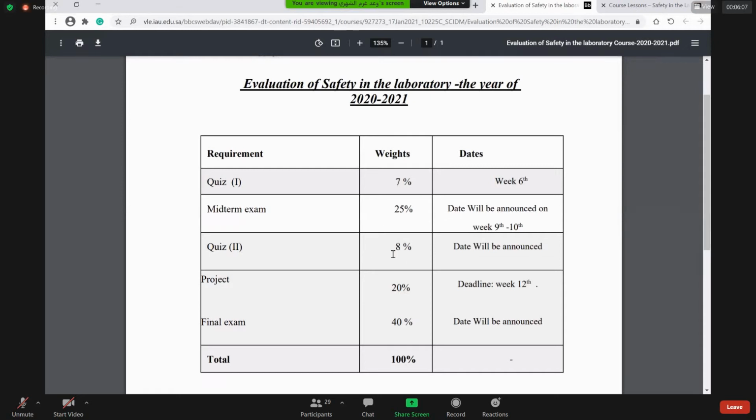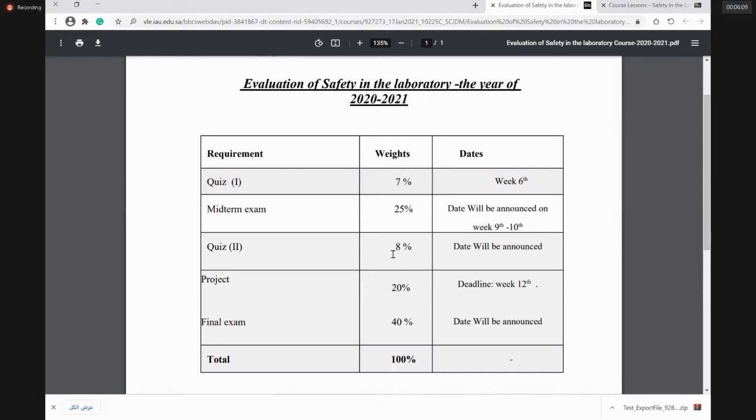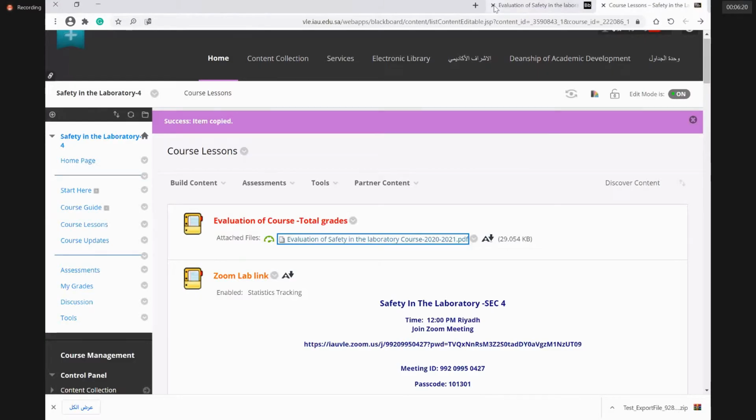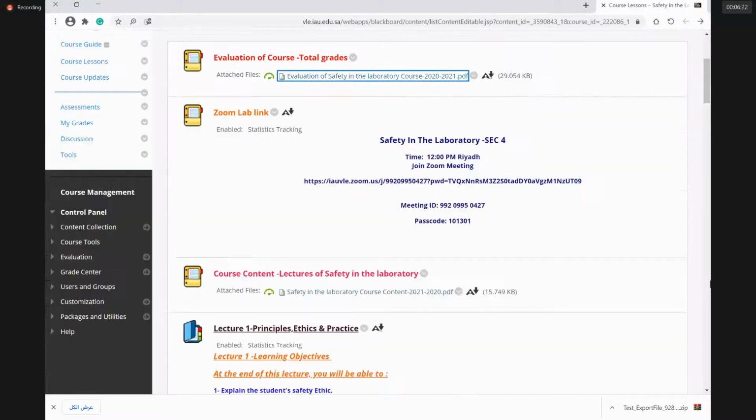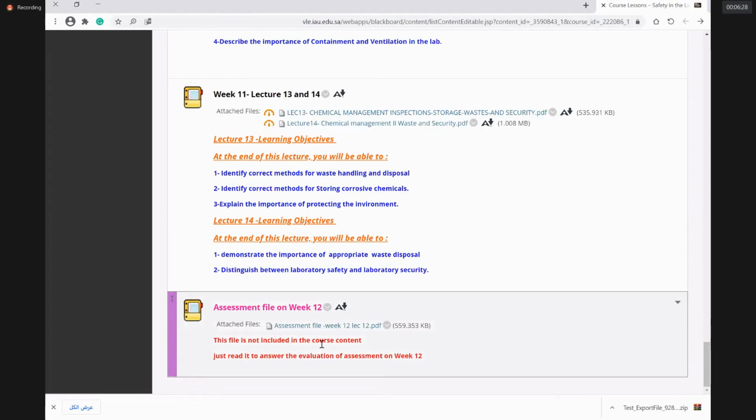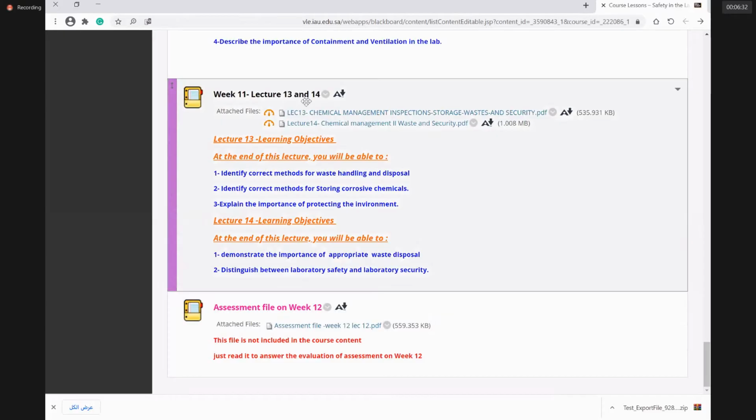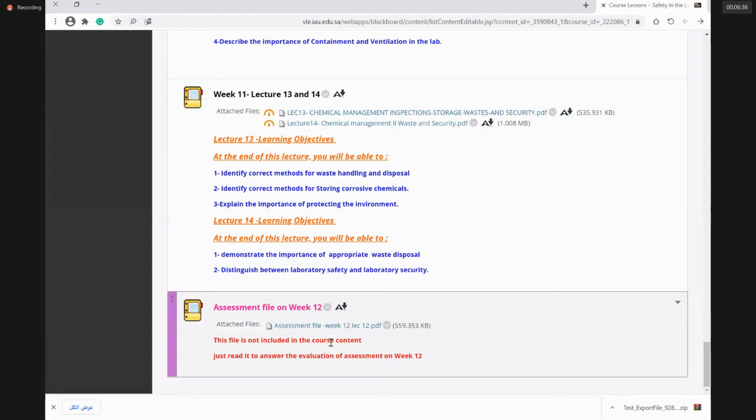Grade distribution out of 8. Clear? Clear. Insha'Allah, as I mentioned, this content, the assessment file, is not included in our course content. It is only for answering this assessment. So that's why the lecture is number 13 and 14, because 12 is the assessment.